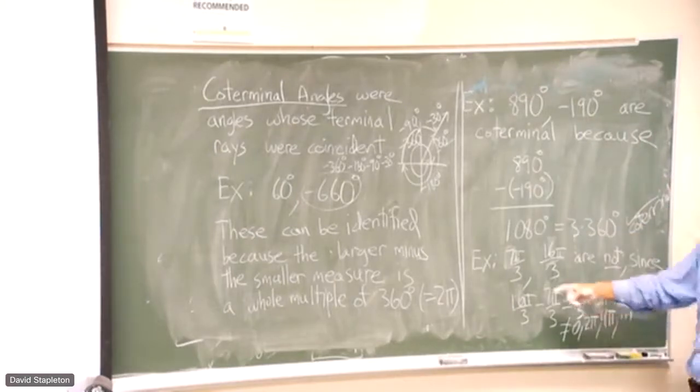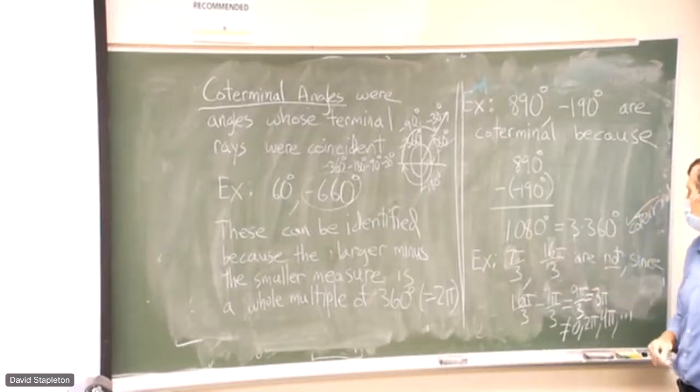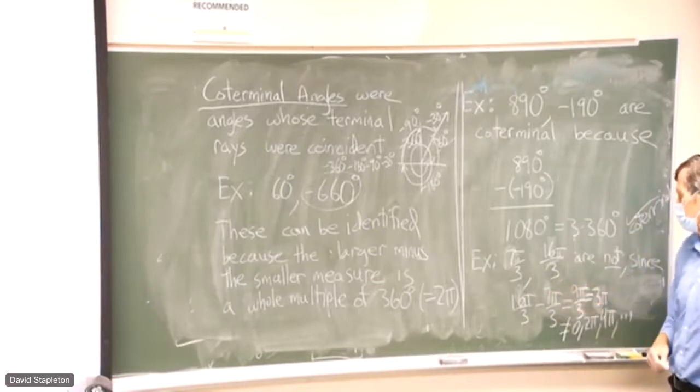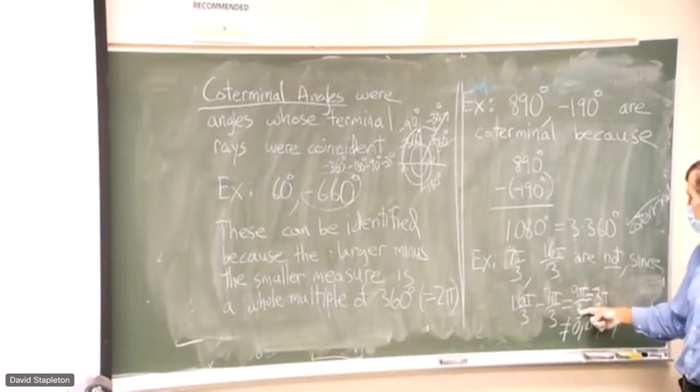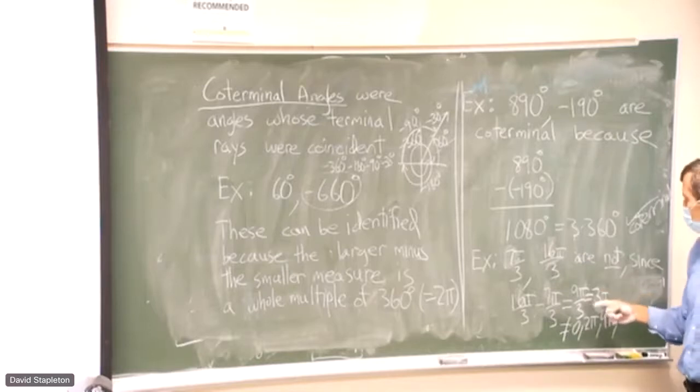Similarly, in radians, if I take 7 pi over 3 and 16 pi over 3, are these coterminal? If I take the larger, 16 pi over 3, and subtract the smaller, 7 pi over 3, I get 9 pi over 3. Oh, that's 3 pi. That must be coincident terminal rays, right? No, it's an odd multiple of pi.